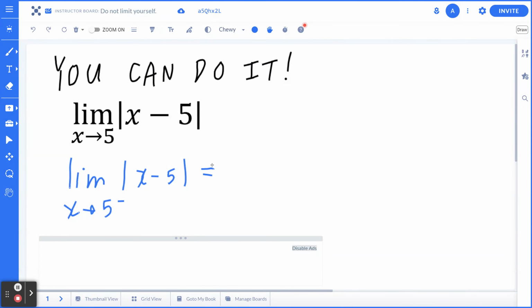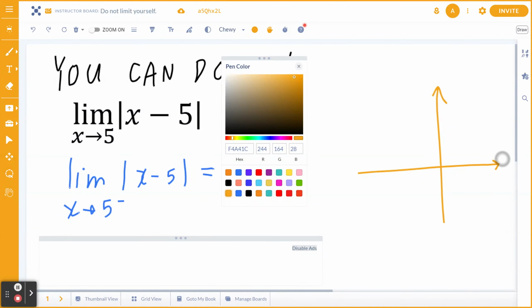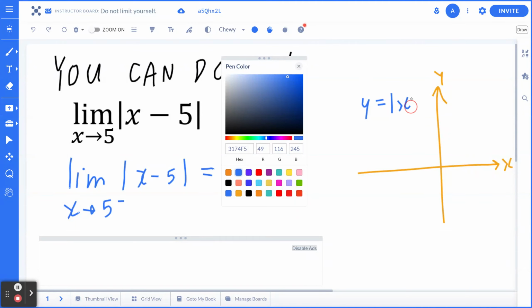So the first step is I'm going to take the left limit, which means I'm taking the limit of the absolute value of x minus 5 as x is approaching 5 from the negative side. And again, on the side, I am going to draw a diagram of y equal to the absolute value of x minus 5. And again, if you look at the graph carefully, it looks roughly speaking something like that.